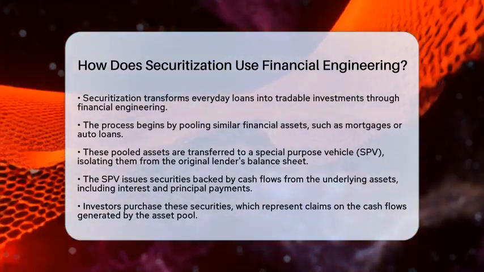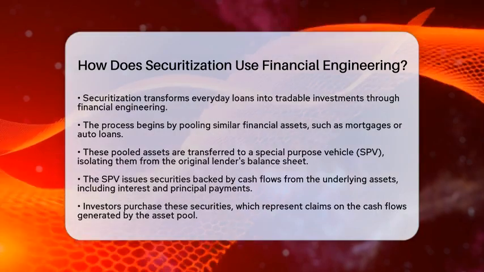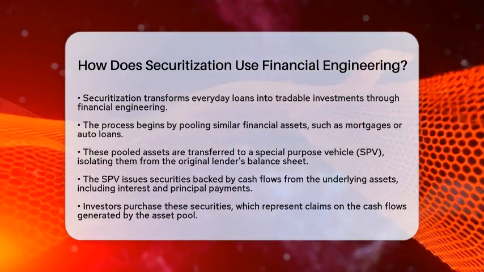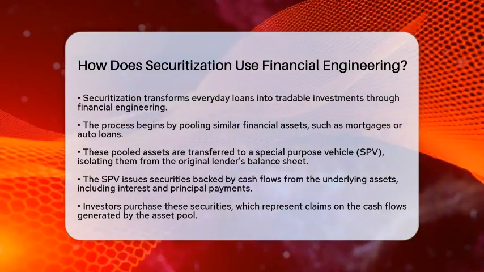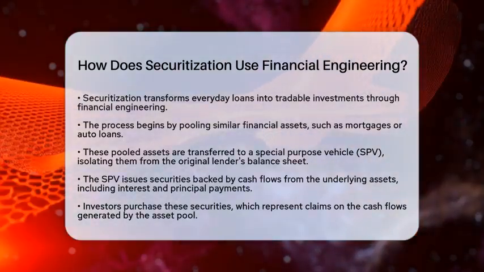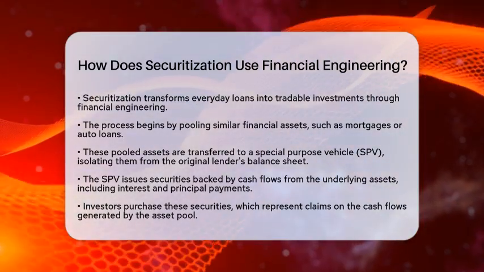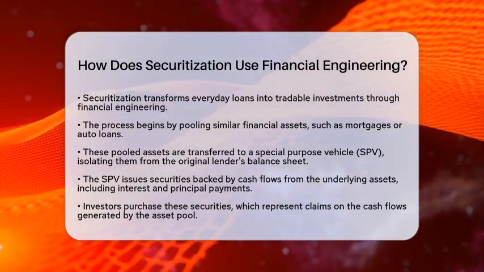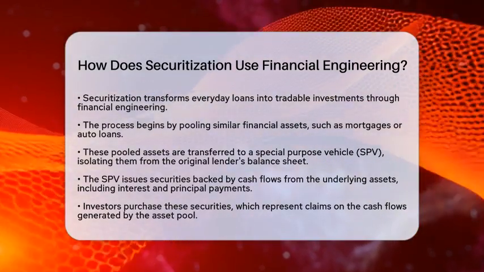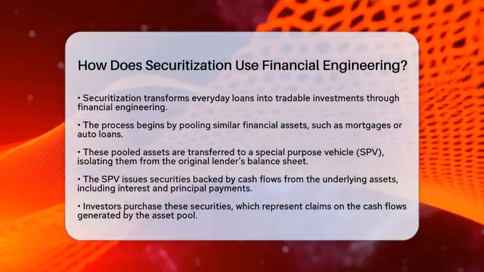Securitization starts with gathering a large number of similar financial assets, like mortgages or auto loans. These assets are pooled together to create a single entity. This pool is then transferred to a special purpose vehicle, which is a separate legal entity. This step helps isolate the assets from the original lender's balance sheet.